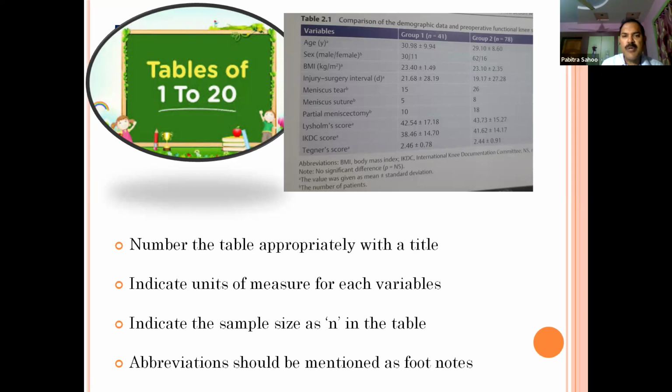And abbreviations, whatever is used here, like the IKDC score is used here. All abbreviations should be written as a footnote in full form. So this is the complete format of a table. It should be numbered, placed in an appropriate place in the text content, and numbered sequentially, and each table should have a valid title. Sample size should be mentioned, all units whenever required should be mentioned, and if you have used abbreviations in the table, they should be written in full form as a footnote. This portion is called the footnote of a table. So this carries all the abbreviations used inside the table.